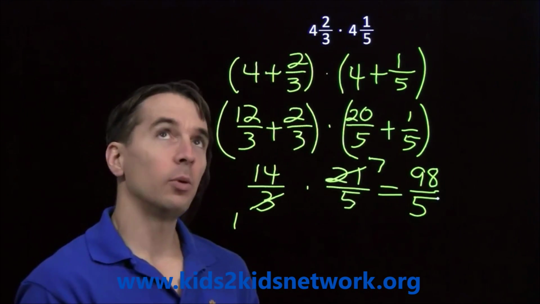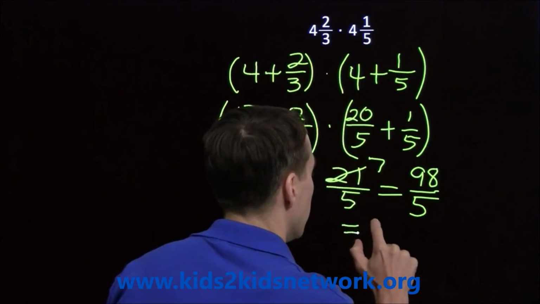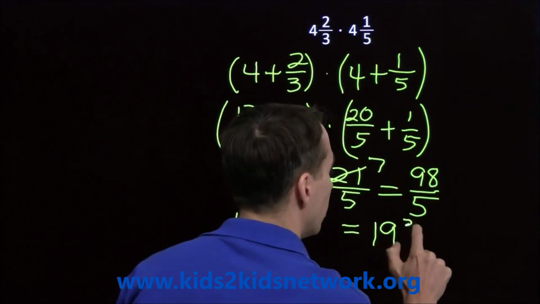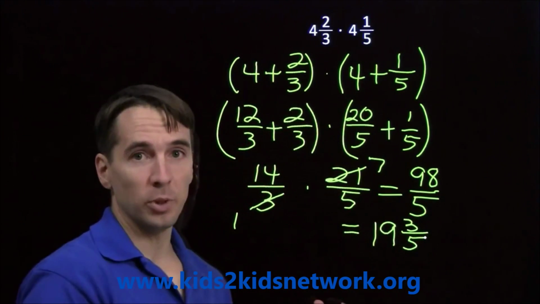5 goes into 98. Well, 5 times 19 is 95. So this is 19, and then from 95 we go up 3 more to get to 98. So this is 19 and 3/5.